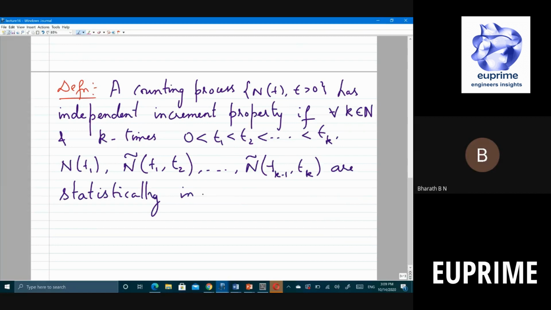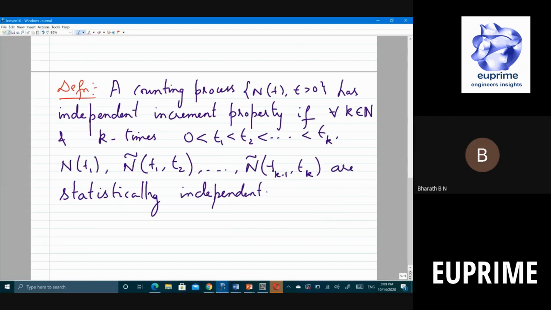Independent. Well, what is the immediate consequence of this? We can immediately say, based on previous theorems and discussions, that the Poisson process has the stationary increment property as well as the independent increment property, right? Or the Poisson induced counting process.